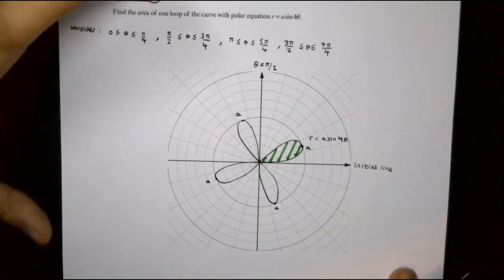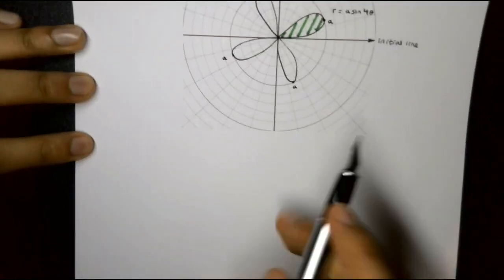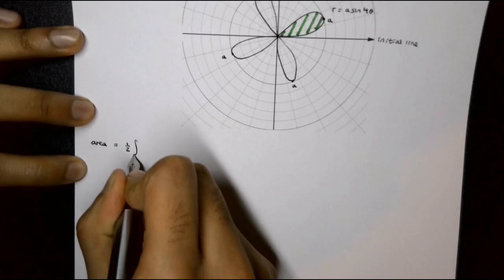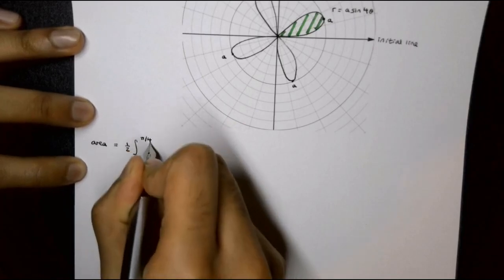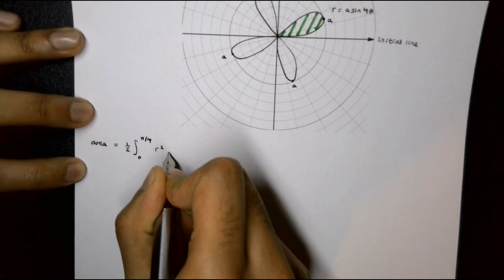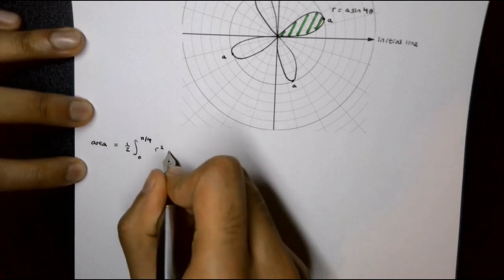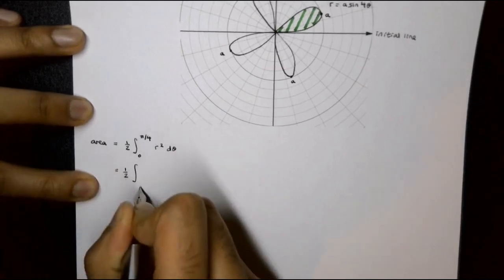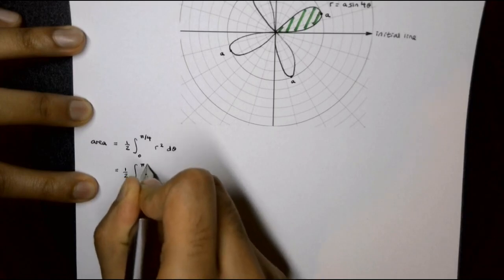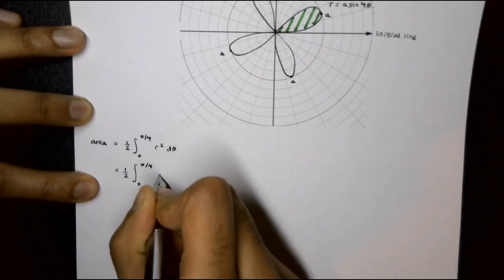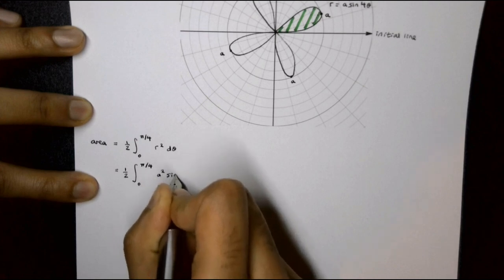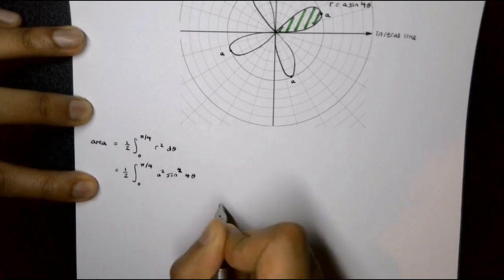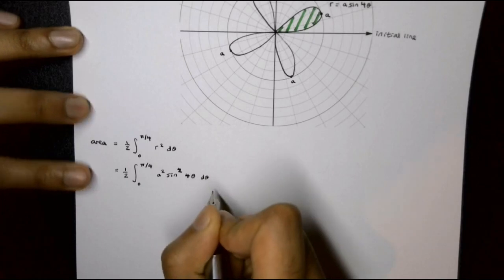So when we come to find out the area, it is equal to 1/2 times the integral from 0 to pi over 4 of r squared d theta. So we have over here 1/2 lots of the integral from 0 to pi over 4 of r squared, so we get a squared sine squared of 4 theta d theta.